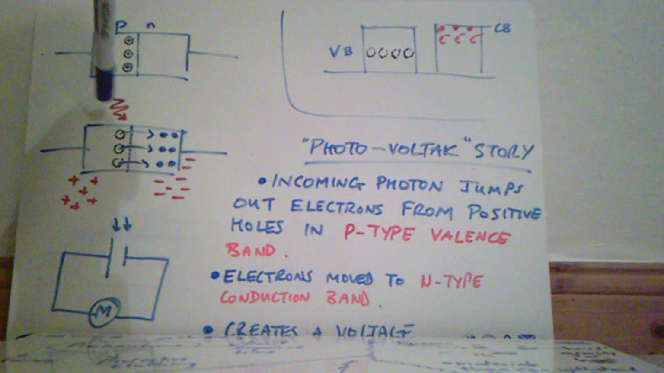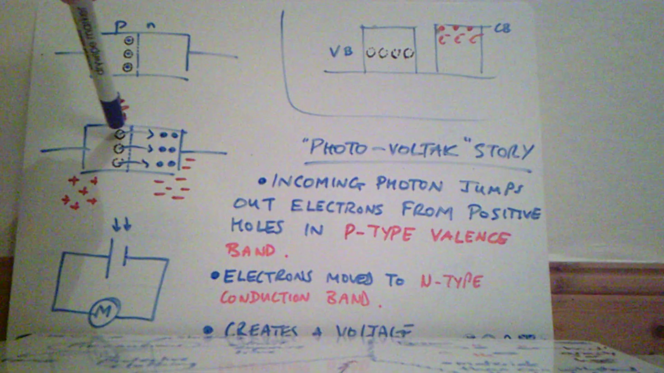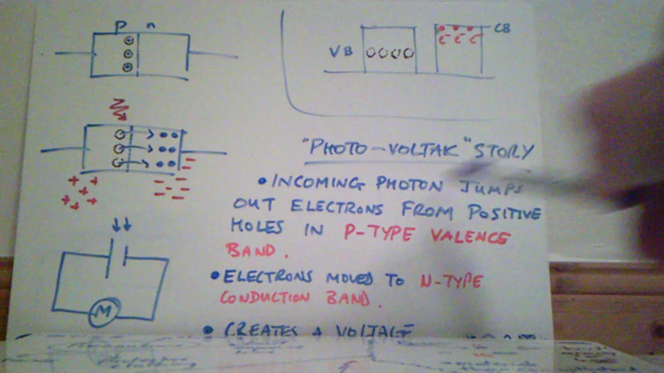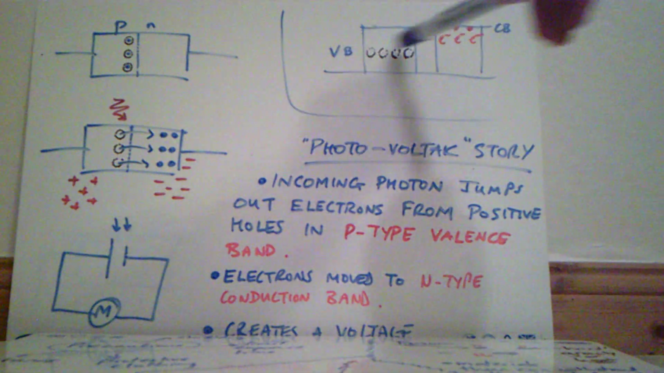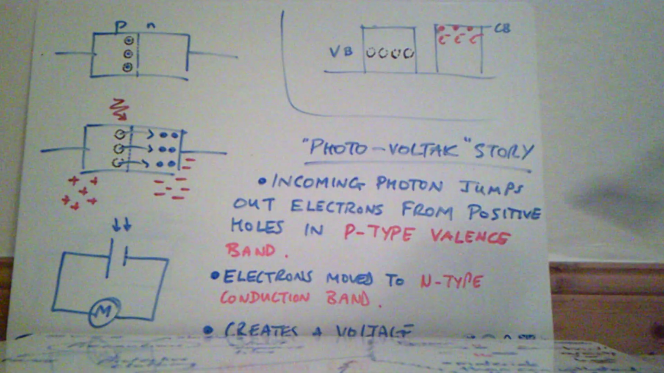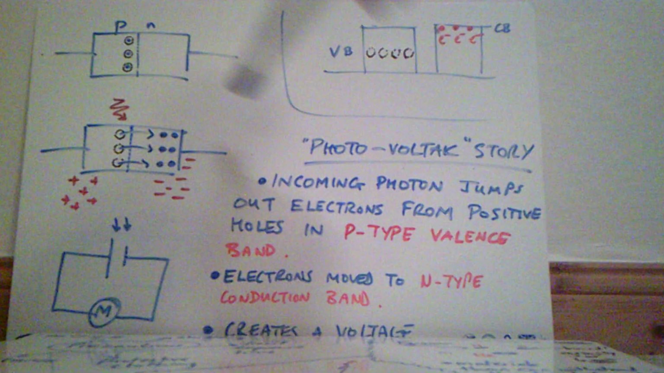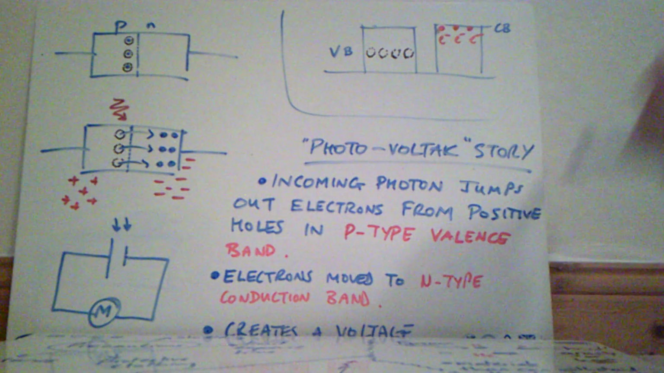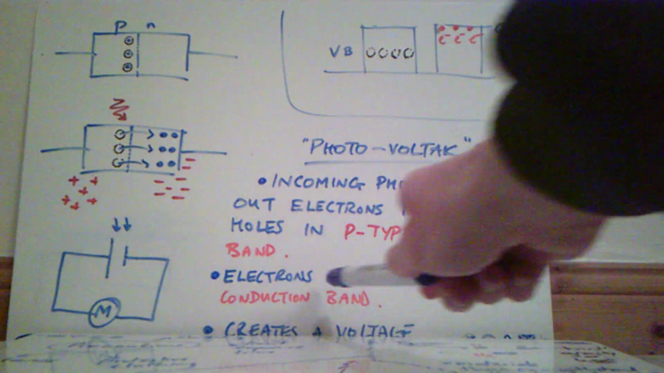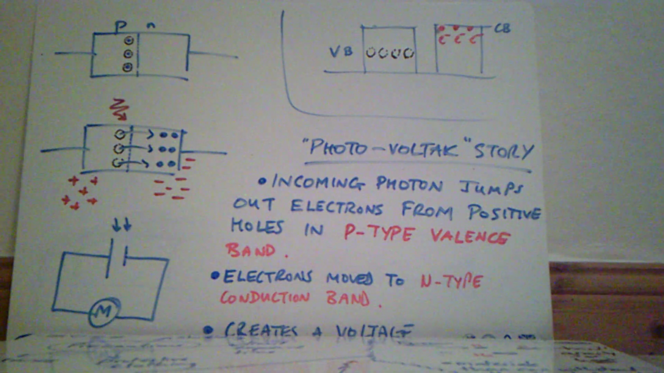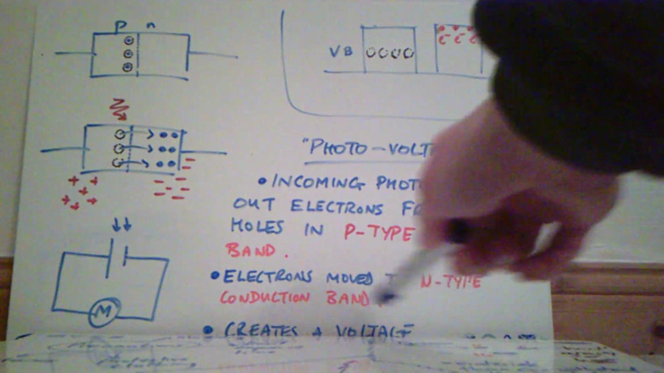So incoming photons jump out electrons. Well, where from? Well, the p-type, and it's the p-type positive holes, in the valence band, because remember the positive holes are in the valence band of the p-type. Okay, so these electrons are jumped out of the p-type valence band positive holes. What then happens to them? Well, the electrons are then moved to the n-type semiconductor. Now, where do electrons hang out in the n-type semiconductor? They hang out in the conduction band. So electrons move to the n-type semiconductor conduction band. And the final thing is, well, so what? What do we get out of it? Well, in this case we get a voltage out of it, so this creates a voltage.